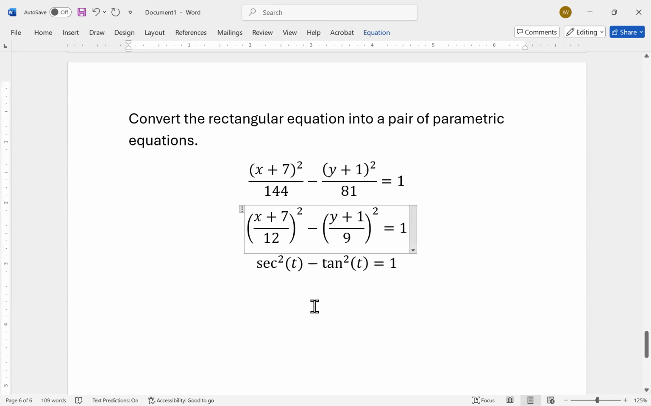In our last example, like I said, I could have used either cosine or sine for the x part and either cosine or sine, the other one, for the y part. Here, I can't. Because of this minus, order matters here. So I need to have this first fraction be equal to secant and this second fraction be equal to tangent.